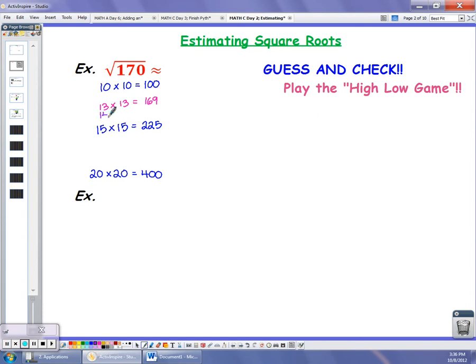But to be 100% sure, I'm just going to go ahead and try one above that, which is 14 times 14, and that'll give us 196. Now the number that we want to reach is 170, and 170 is between 169 and 196. Now the question is, which of these numbers is closer to the 170? And that's obviously the 169. So the square root of 170 is about 13.